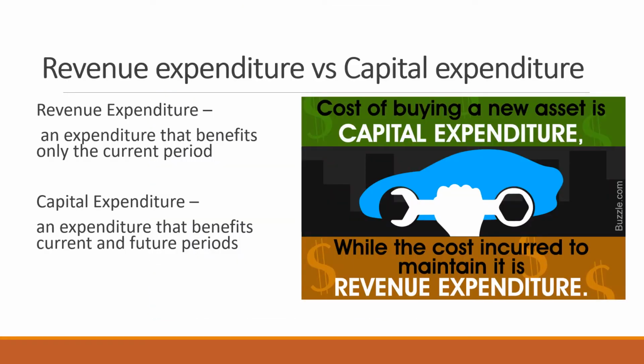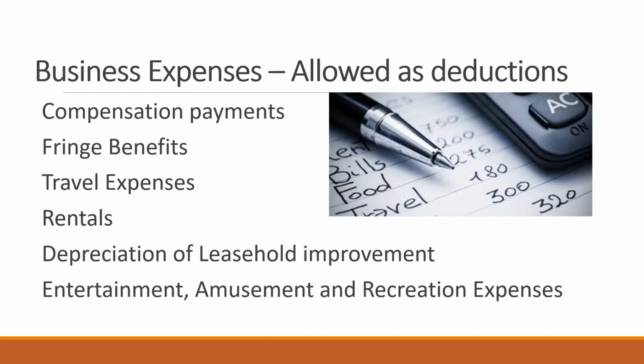An expense may either be treated as capital expenditure or a revenue expenditure. Revenue expenditure is deducted outright as an expense in the year it was incurred from the gross income. The capital expenditure is capitalized and treated as asset. Business expenses allowed as deductions include the following.